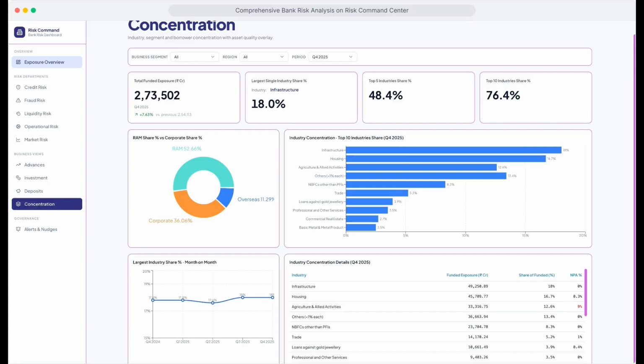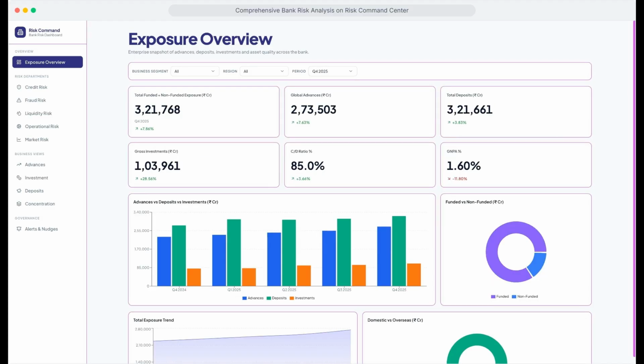To summarize, the Enterprise Risk Command Center gives the bank a consolidated view of risk across exposure, credit, fraud, liquidity, operational, and market risk. It helps leadership move from fragmented reports to a consistent enterprise-wide risk narrative.